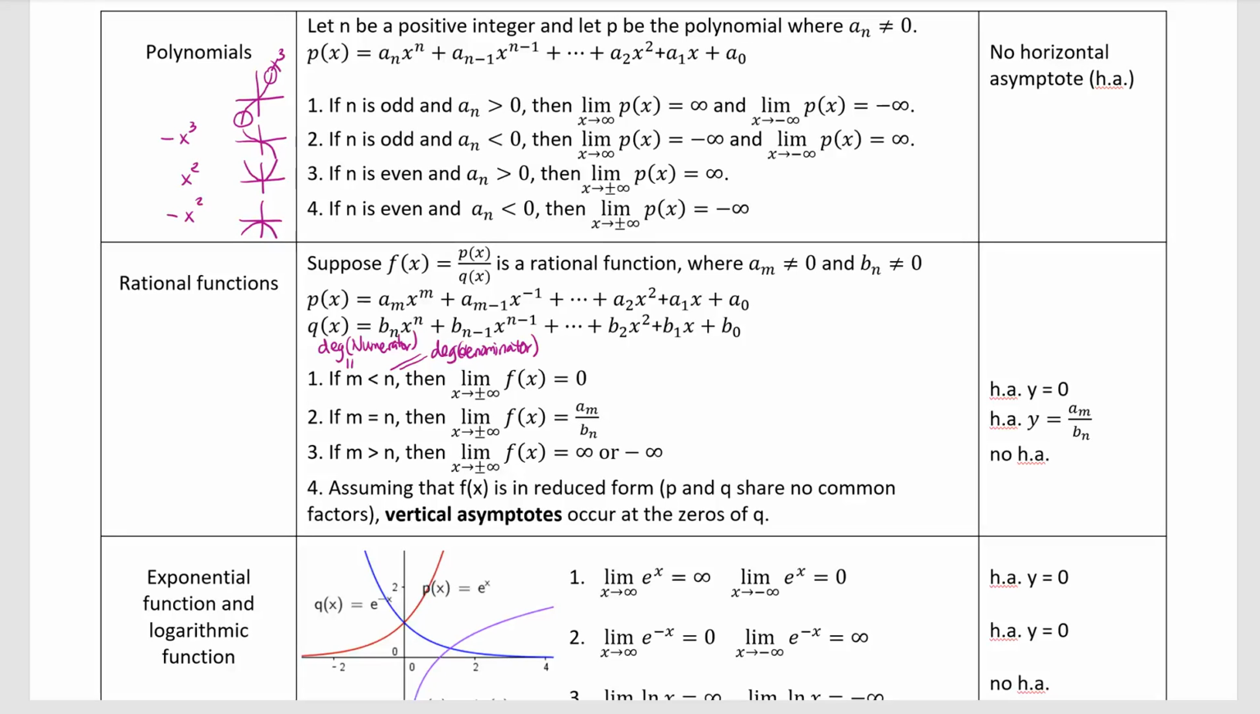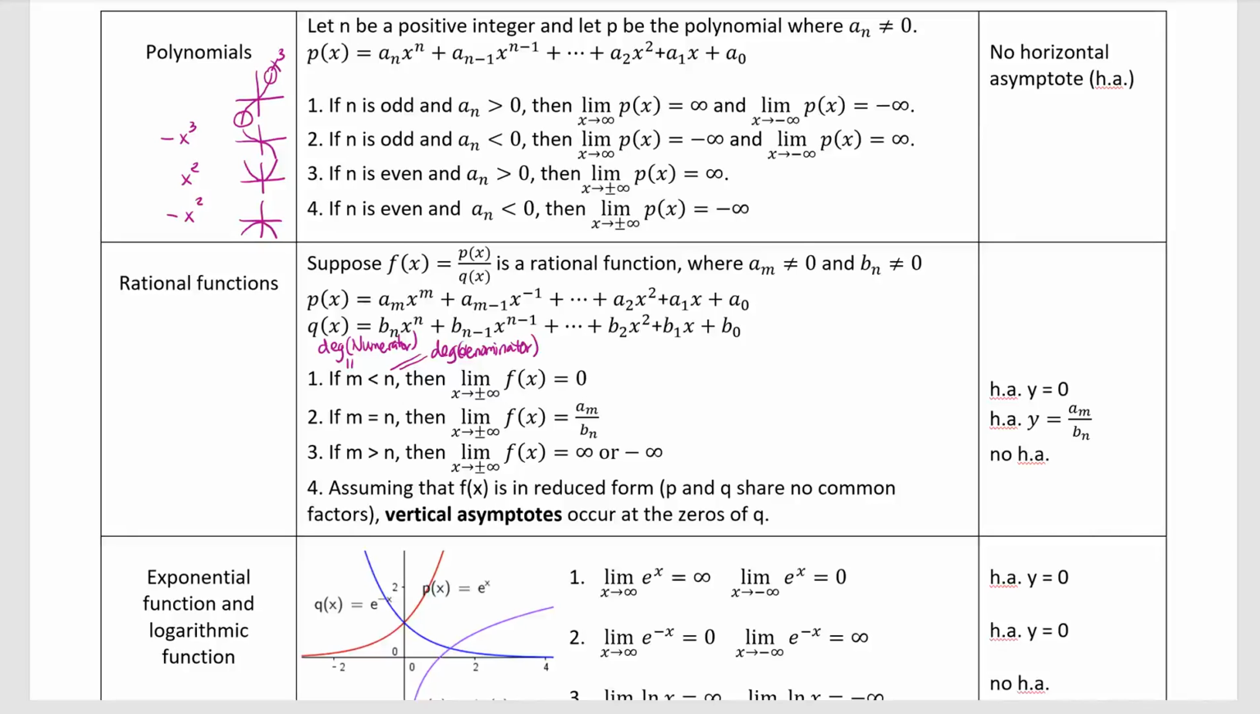Okay, think about if the degree of the denominator is bigger. Of course, if your denominator is bigger, then the number is getting smaller. That's why the limit is 0. In this case, we have a horizontal asymptote y equals 0.